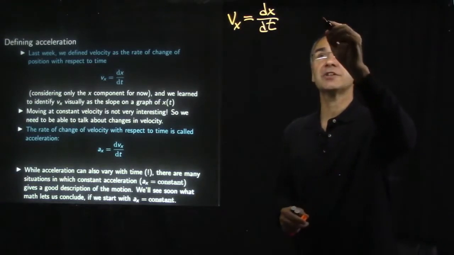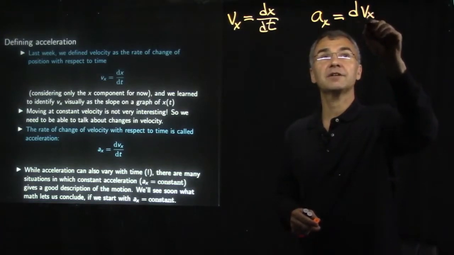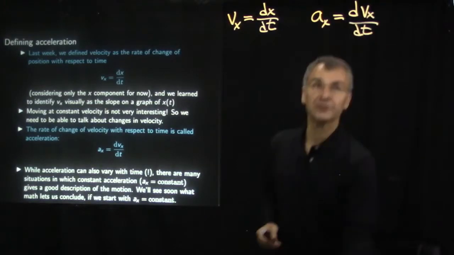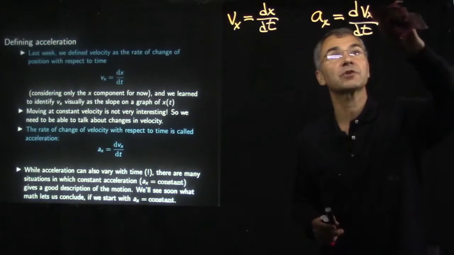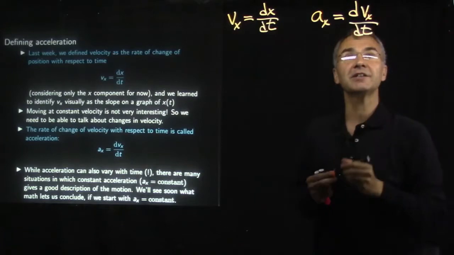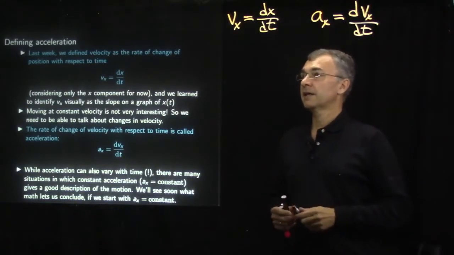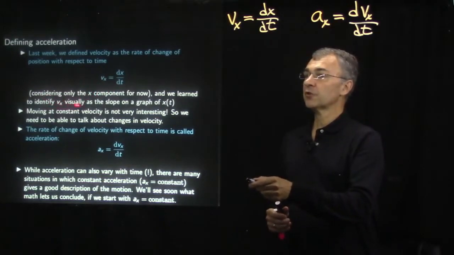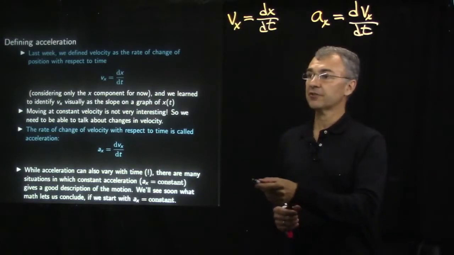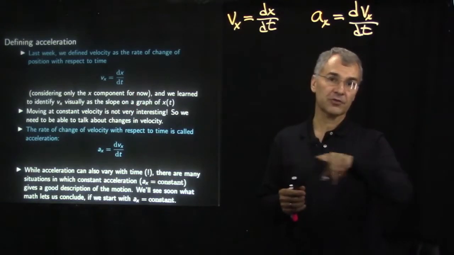So the new addition this time is that the x component of acceleration is the rate of change with respect to time of the x component of velocity. Let me make sure this looks like a subscript. So this is v sub x. So a sub x is d by dt of v sub x. We also learned last time to identify v sub x, the x component of velocity, as the slope on a graph of position x versus time t.